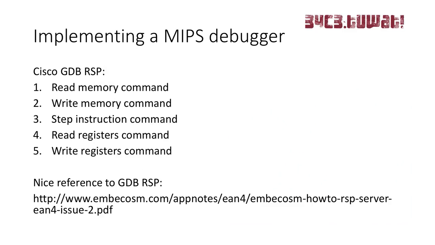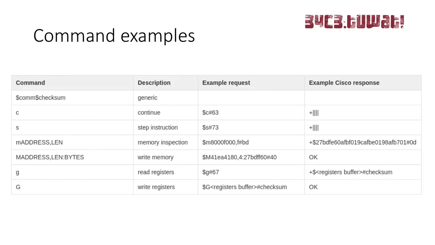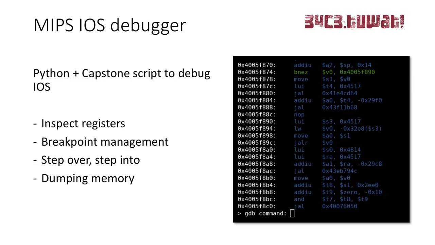And to do that, you have to know which commands Cisco actually supports, and not a lot. So you can basically read memory and write memory, and read and write registers. And the only program counter control command is a step instruction. So it's kind of easy to implement such a debugger, because all the information is just sent as plain text over a serial cable and appended with a checksum, which is just CRC. This way, I was able to make a quick Python script using Capstone to be able to debug iOS.